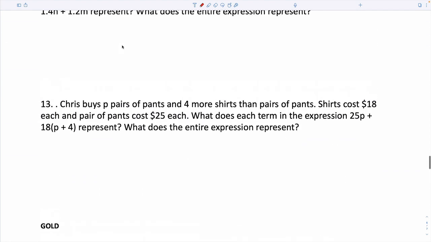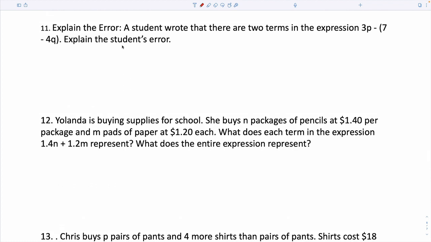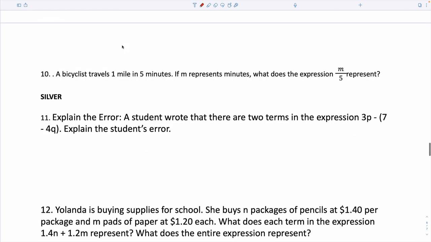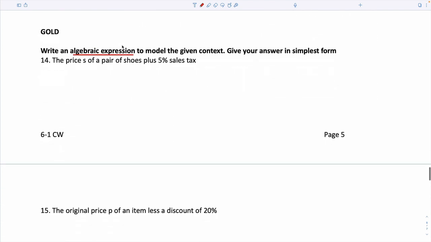I'm okay with you chatting with a partner if you need to work through a problem. You can move there if you need to ask a question, or you can work solo. Silver is really an extension of bronze.